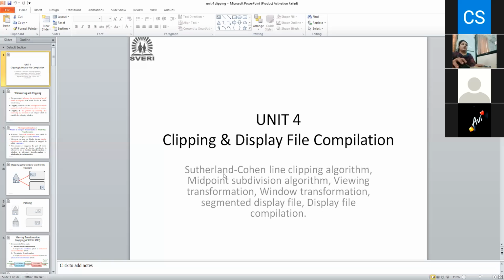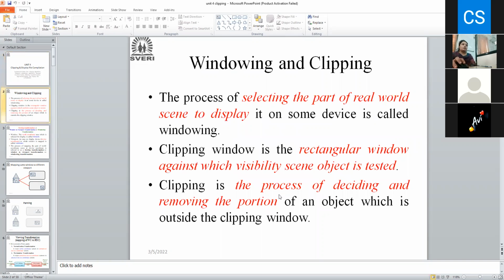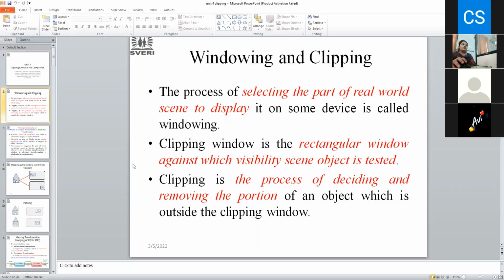So for clipping, we are going to learn 2 algorithms. Here we are having only line clipping in our syllabus. So Sutherland-Cohen line clipping algorithm and midpoint subdivision line clipping algorithm. These 2 algorithms we are going to study here. And then we are having the viewing and window transformation, and then followed by the display file. So we will see first what is windowing and clipping.